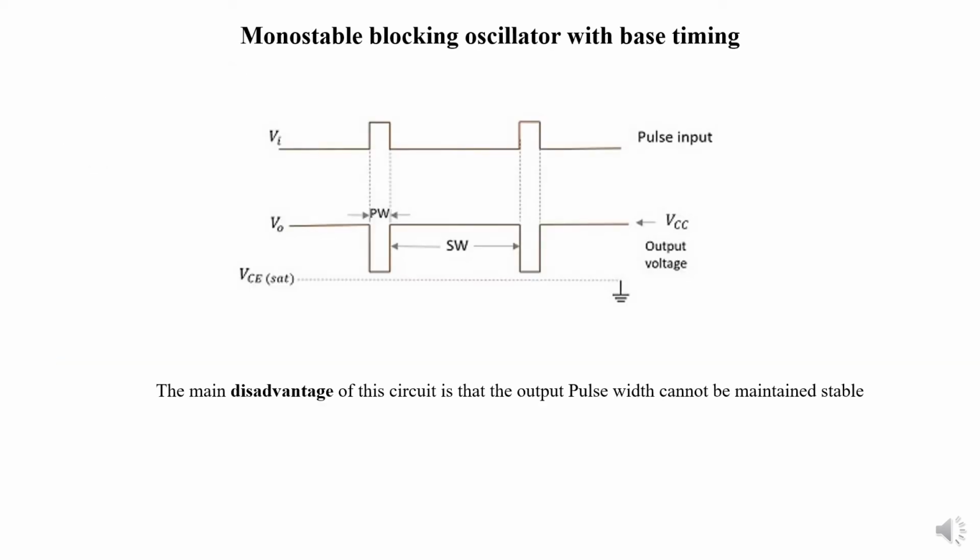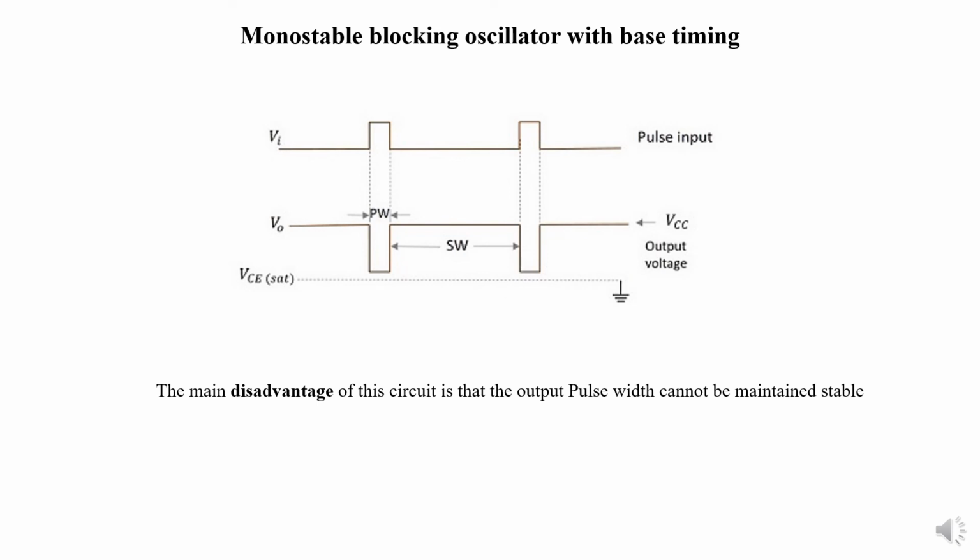If we look at the waveforms of the monostable blocking oscillator, you can see that with respect to the pulse input we have, we are able to get the required output voltage.